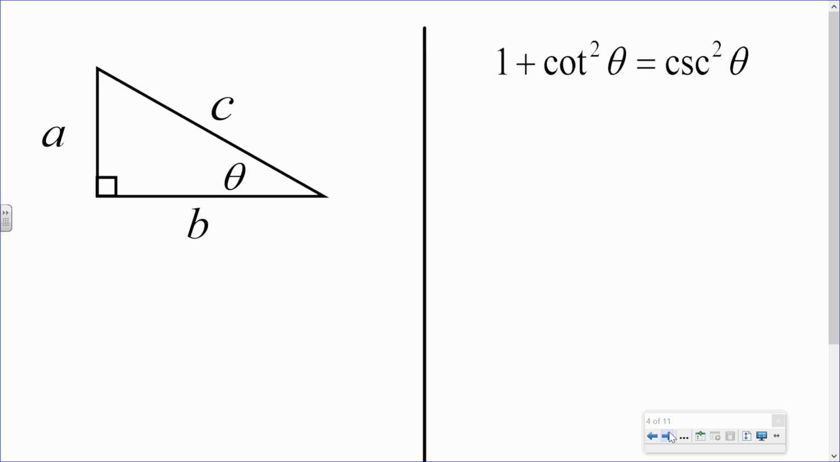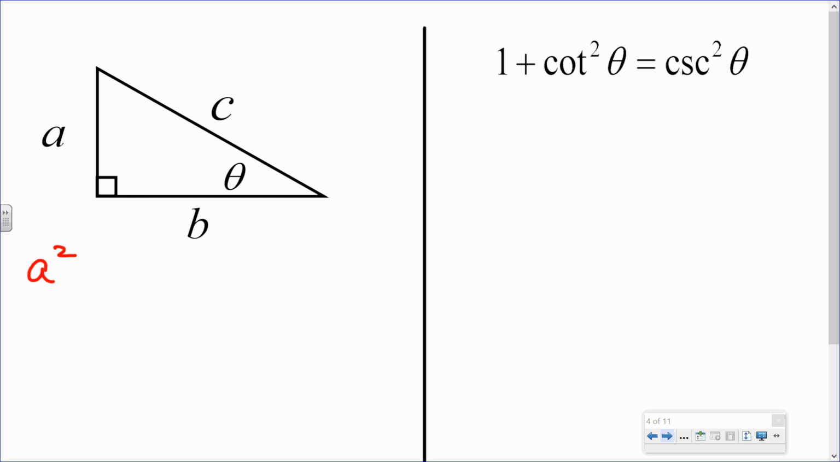I don't have sine squared or cosine squared anymore. Now I have cotangent squared and cosecant squared. Still got squares, so I'm still going to do this based off of the Pythagorean theorem. So I draw my right triangle. I label one of the angles theta to match the theta that I have in what I'm trying to prove.